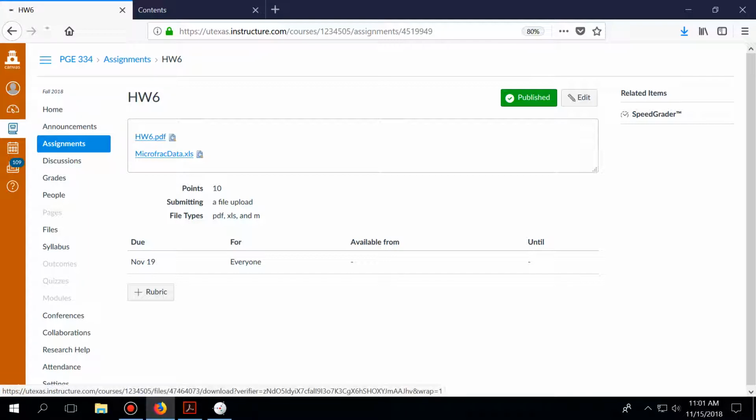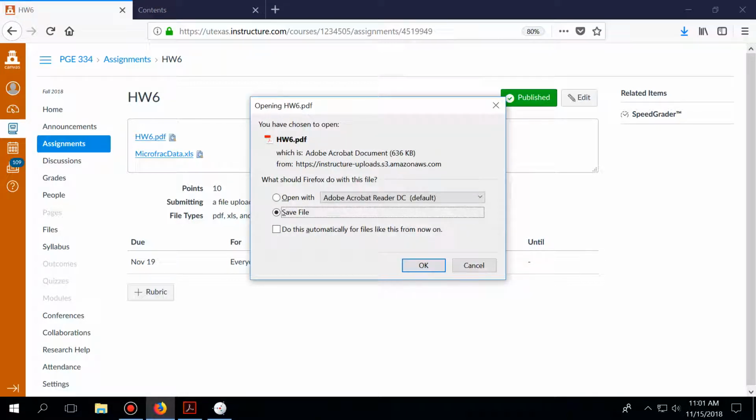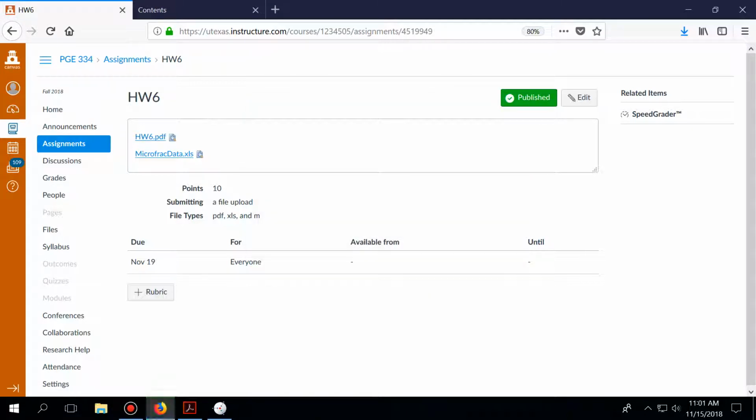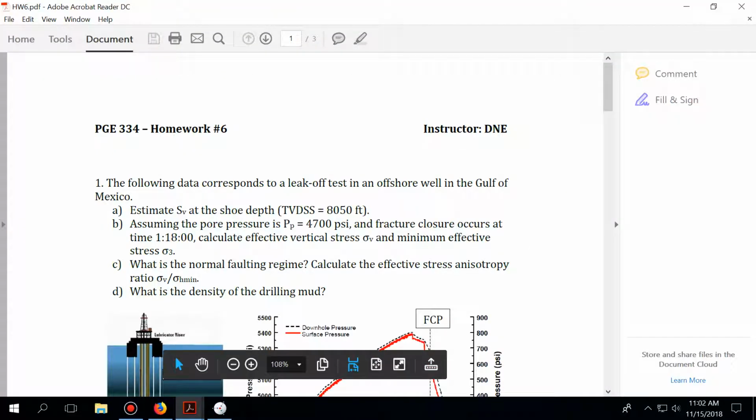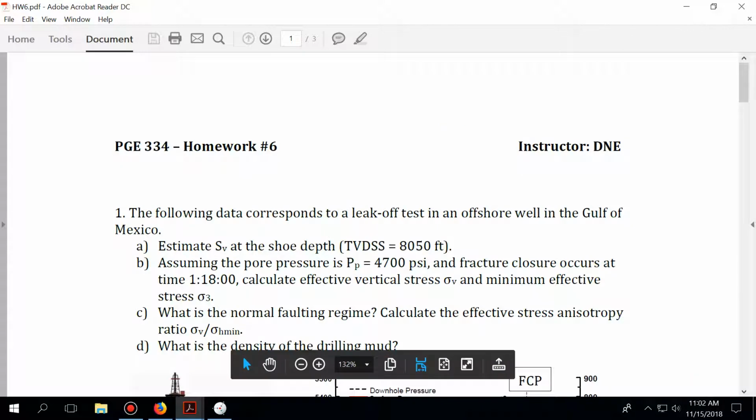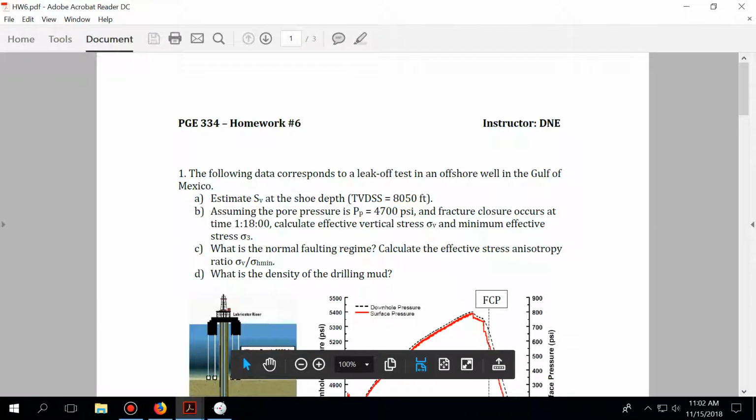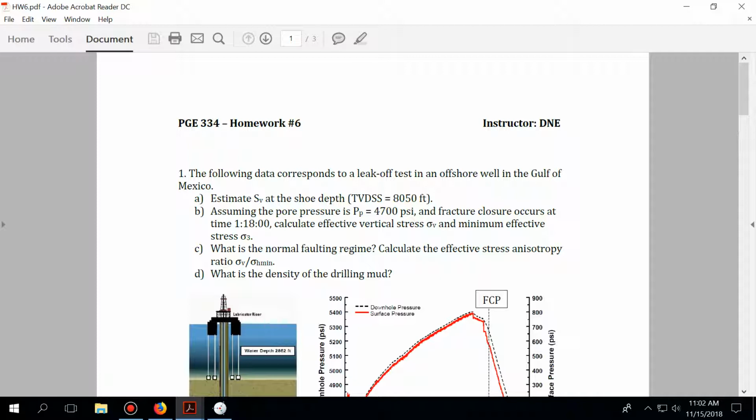All right, so here what you have to do is solve problems related to hydraulic fracturing field tests. I cannot emphasize more the importance of this homework and what we're going to see now, guys. If you plan to stay in the US and work here, very likely you're going to do some sort of hydraulic fracturing.